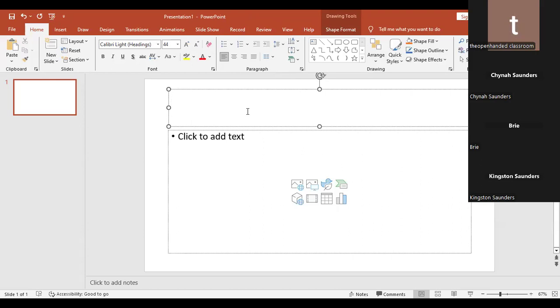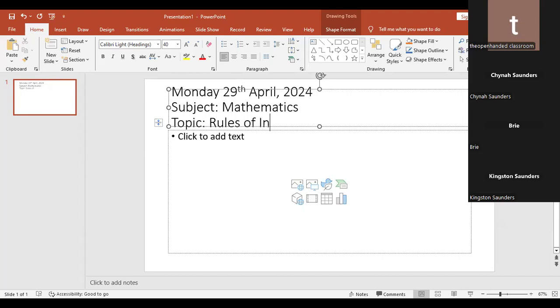Today is Monday, the 29th of April, 2024. The subject is, of course, mathematics. And the topic is going to be rules of indices. Rules of indices.